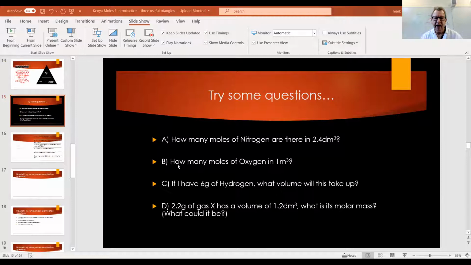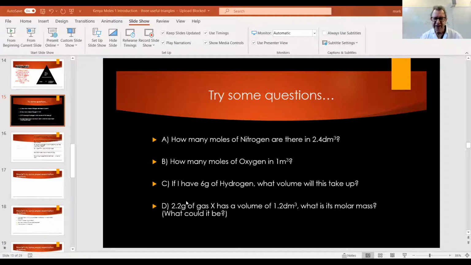In this one, how many moles in 1 cubic meter? Oh gosh, a cubic meter. Well, now we're going to have to work out how many cubic decimeters or cubic centimeters there are in 1 cubic meter. We'll come down to that in a minute. Then it says, if it has 6 grams of hydrogen, what volume would it take up? Grams means I'm going to have to use the first triangle to work out the moles, and then that will allow me to use the third triangle to work out the volume.